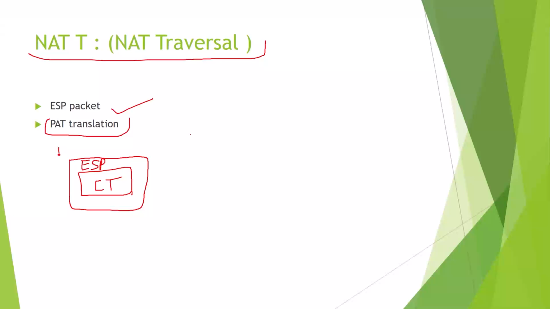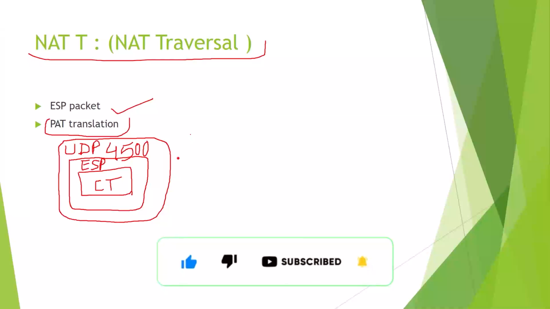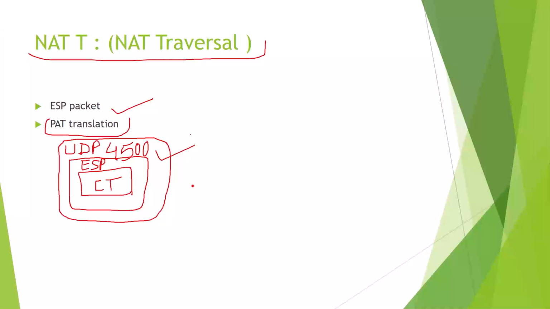How does it save us? It would wrap this ESP packet inside another packet that would be a UDP packet with a port number of 4500. UDP port number 4500. Once this UDP port 4500 is placed, it has a port number which PAT wanted, and it has IP address information from here. Now this packet can easily go through PAT translation.